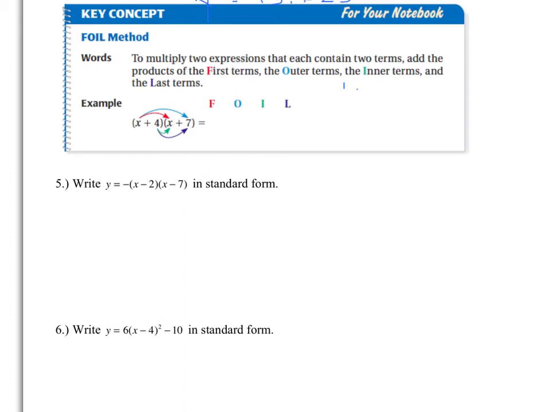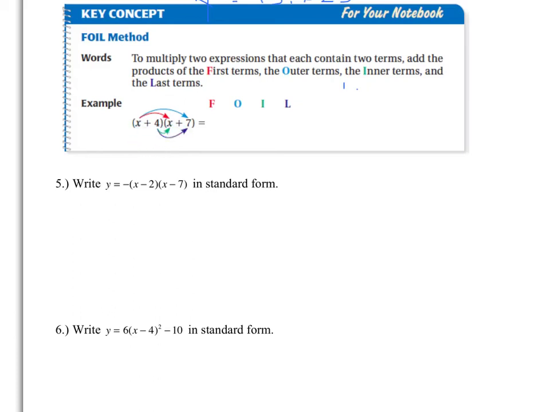The next concept, the key concept, is the FOIL method. The FOIL method is used pretty exclusively from here on out in whatever math classes you're going to use. This is on page 14 if you wanted to double check in your textbook. FOIL method is really just useful with two binomials. So if you take a look at the example we have here, we have x plus 4, which is two terms, which is what we call a binomial, and x plus 7, which is also a binomial.